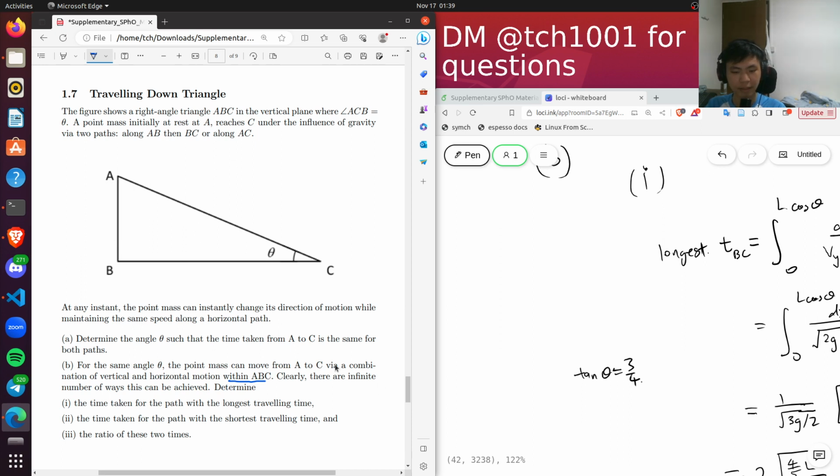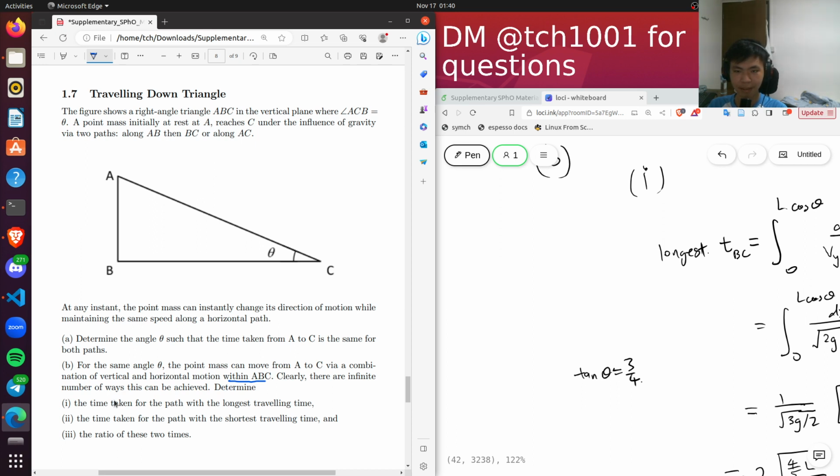And they say clearly there's an infinite number of ways it can be achieved, because there's infinite number of twists and turns you can do at any point in time. And so among all these infinitely many ways, they want us to find the path with the longest traveling time and the path with the shortest traveling time. So how do we begin this? How do we begin thinking about this?